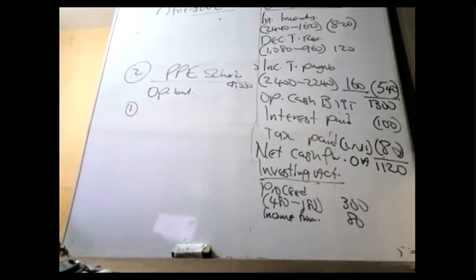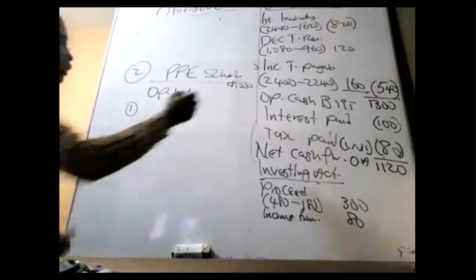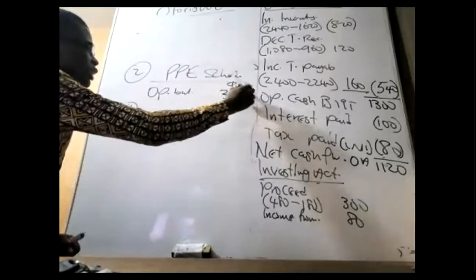Please kindly pick the current amount. In some questions, they'll give you accumulated depreciation and cost. Please pick the current amount. Don't use the cost; the current amount is the simplest way. This one becomes what? 3,720. So the opening balance is 3,720.